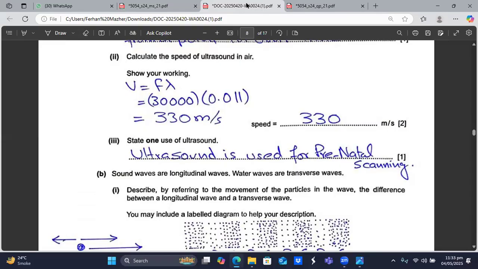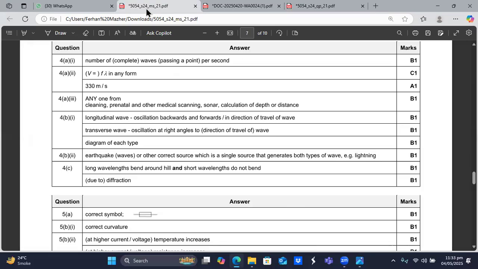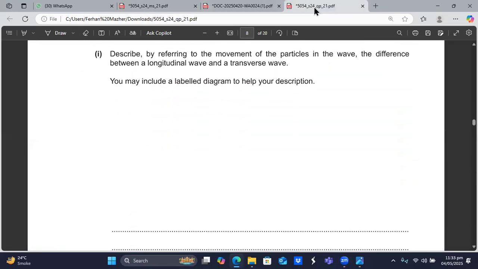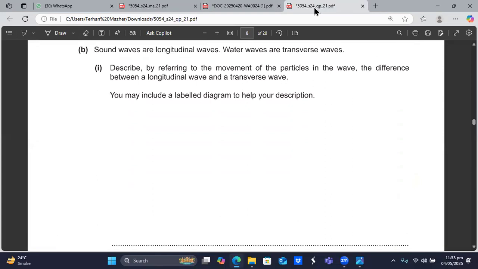Ultrasound is used for prenatal scanning. You can look at the marking scheme here. Okay, so we are going to question number 4. It's a B part.